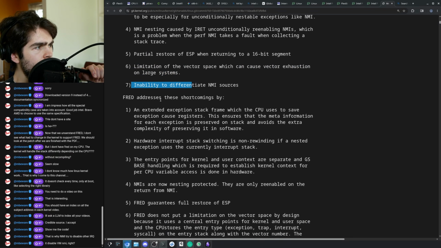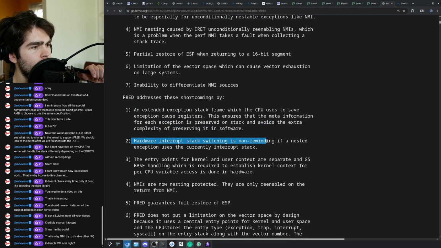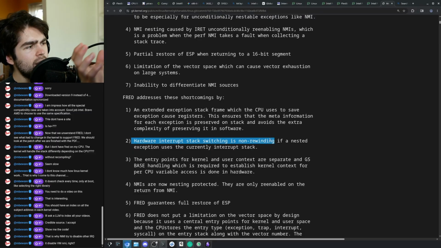Okay. FRED addresses the shortcomings with an extended exception stack frame, which the CPU uses to save exception cause registers. This ensures that the meta information for each exception is preserved on the stack and avoids the extra complexity of preserving it in software. Hardware interrupt stack switching is non-rewinding if a nested exception uses the current interrupt stack. Okay, so they mean that you don't have to create a new stack frame.